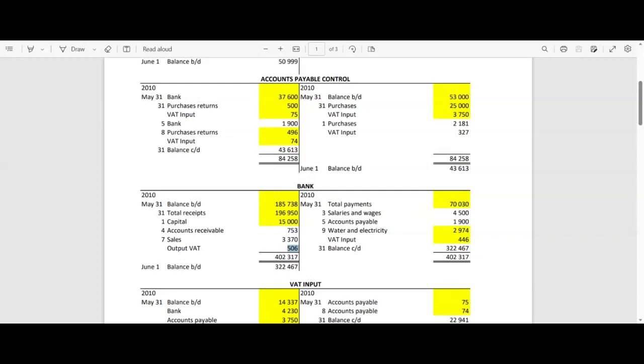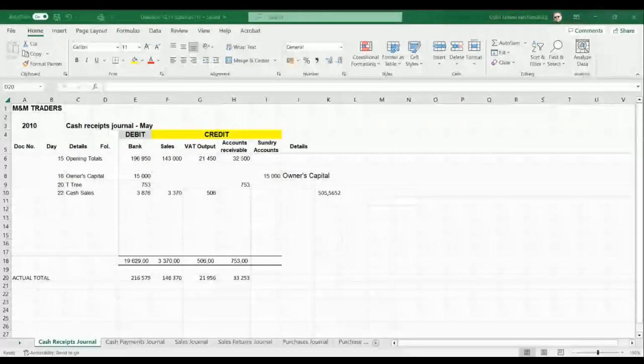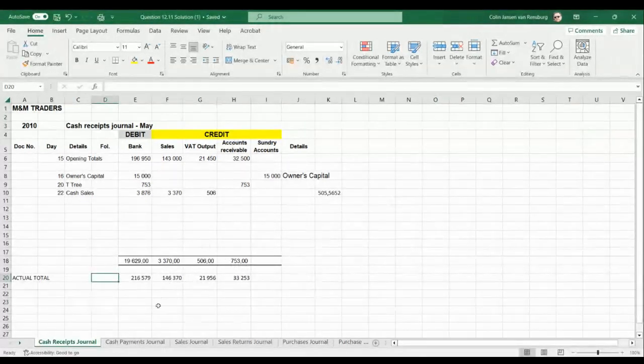Let us maybe do one more. Now I've just got to stop sharing that. Sorry, this now takes a little bit of a while. Let us just go to our Excel again. So that was our cash receipts journal.